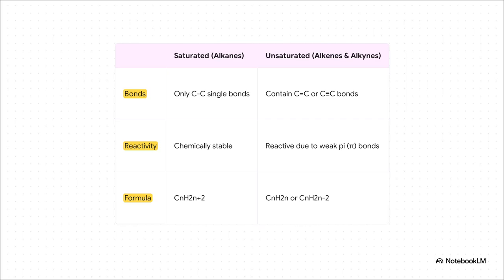Okay, so here's that big divide in a nutshell. Just focus on the bonds. On one side, you have the saturated guys, the alkanes. They only have single carbon-to-carbon bonds. Think of them as chemically stable, happy, unbothered. But on the other side, the unsaturated molecules have double or even triple bonds, and these bonds contain a weak link, a pi bond, that makes them way more reactive and always ready for some chemical action.